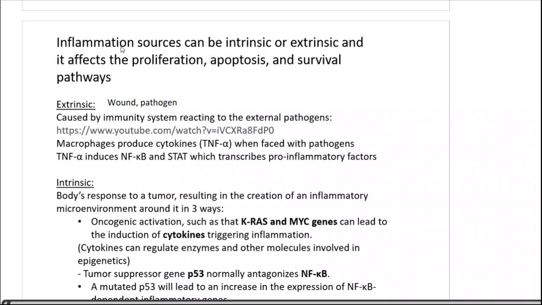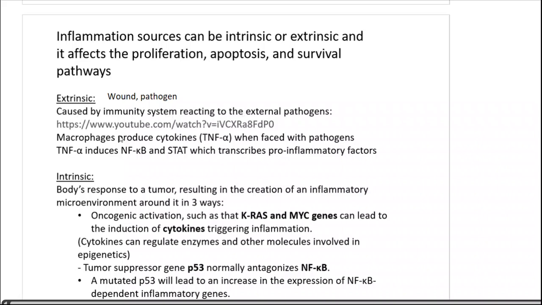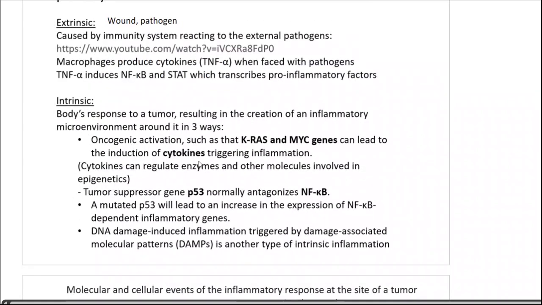The inflammation source can be intrinsic or extrinsic. The extrinsic is a wound or pathogen, caused by the immune system reacting to external pathogens. So a macrophage, faced with a pathogen, produces cytokines such as TNF alpha, and that TNF alpha induces NF-kappa B and STAT, which transcribe pro-inflammatory factors, which we'll talk about later. So the macrophage makes TNF alpha, TNF alpha activates NF-kappa B and STAT, and those two make the stuff that causes inflammation and also cancers.